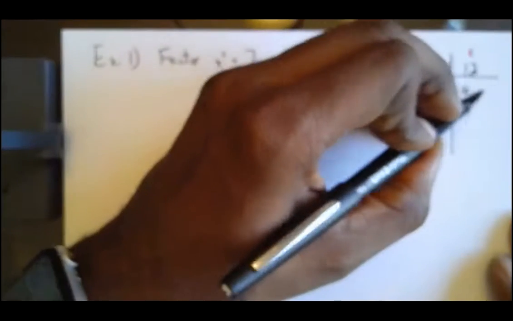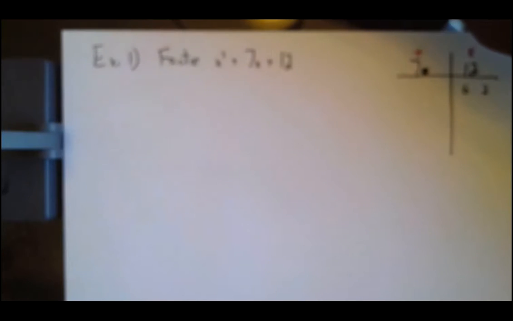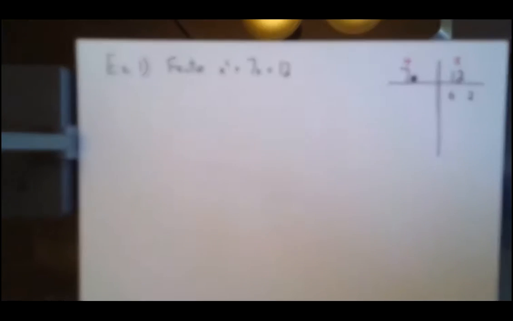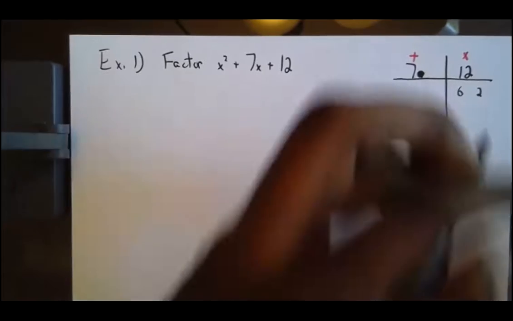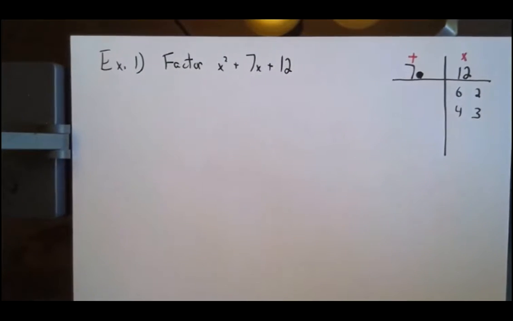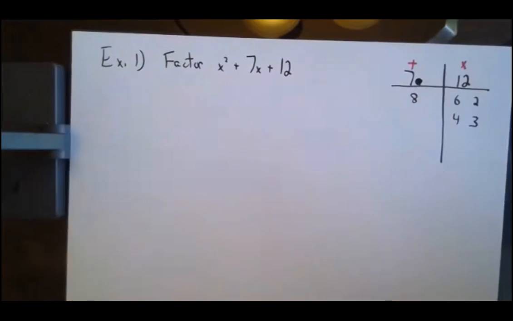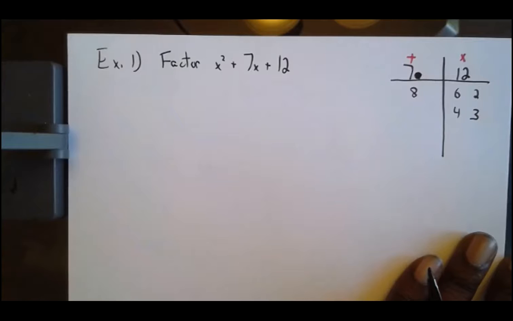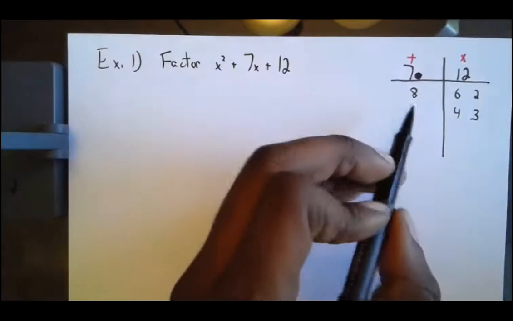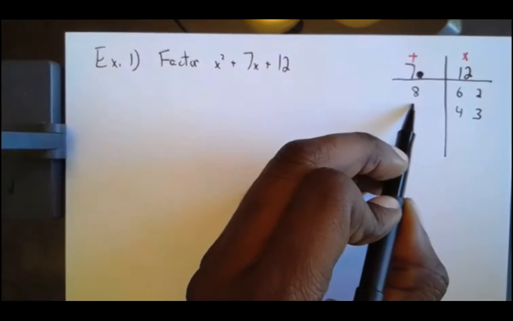12. 6 times 2. You have a lot that equals 12. All right. What else can equal 12? 4 times 3. 4 and 3. And is that it? 6, 2, and 4 and 3, right? 6 plus 2 is 8, and 4 plus 3 is, 4 and 3, 4 plus 3 is what? 7, right?